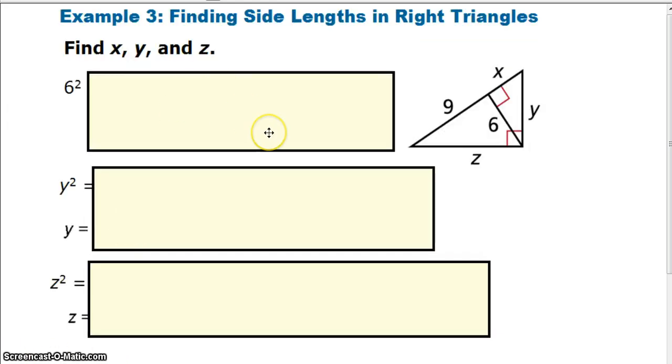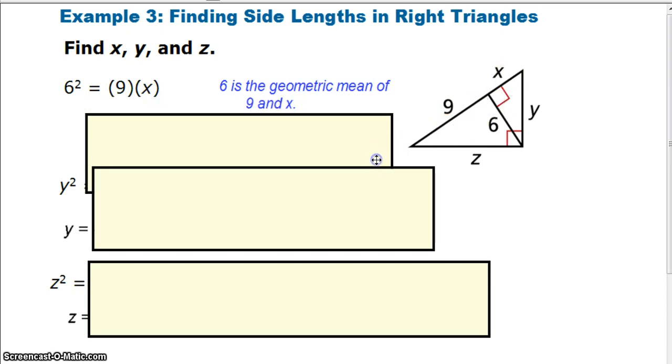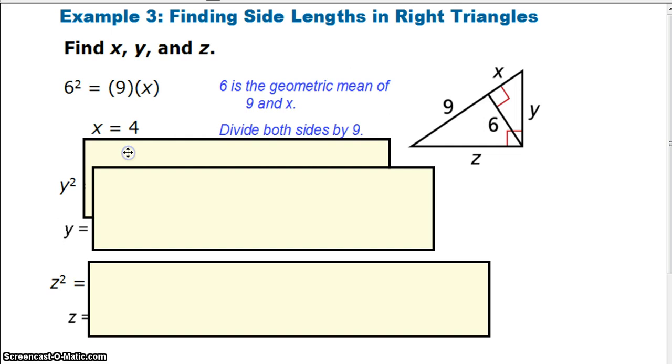Okay, so given what we've just learned, can you find x, y, and z? So 6 is the altitude, so the first corollary tells us that 6 squared equals 9 times what? Hopefully you said x, right? 6 is the geometric mean of the 9 and x, right? So now we simply can say that 6 squared is 36, divided by 9 is 4, right? So we have an x value of 4, so fill it in, right?